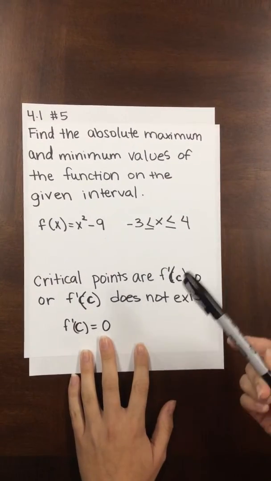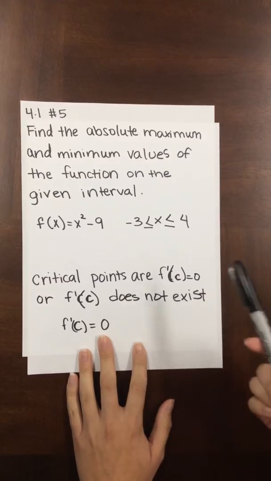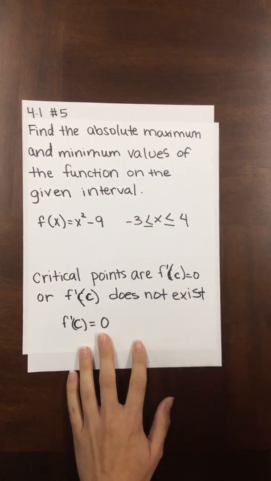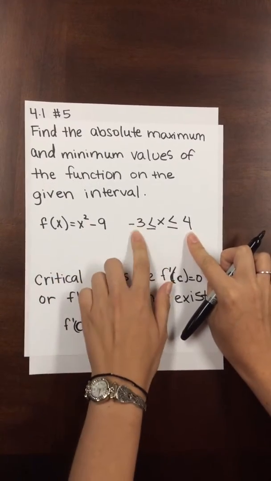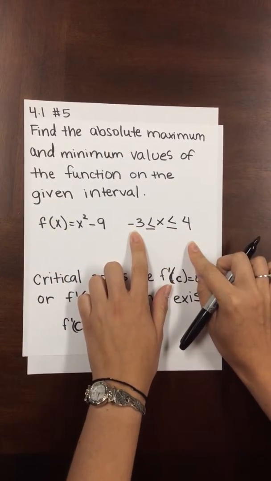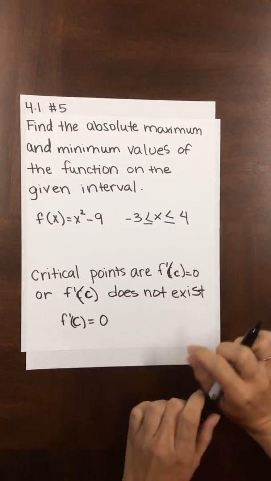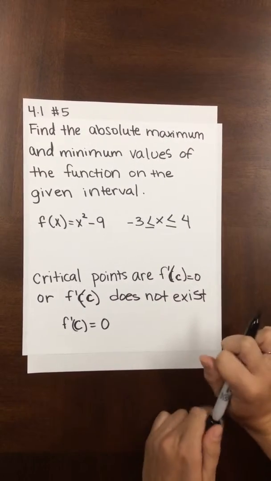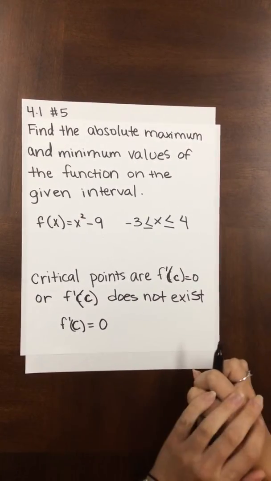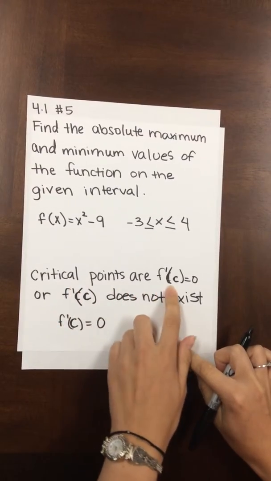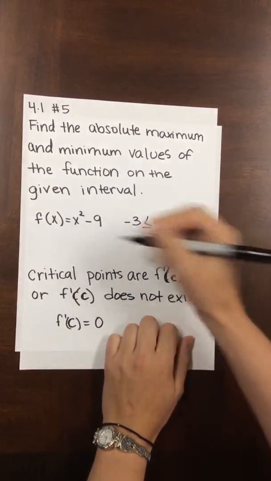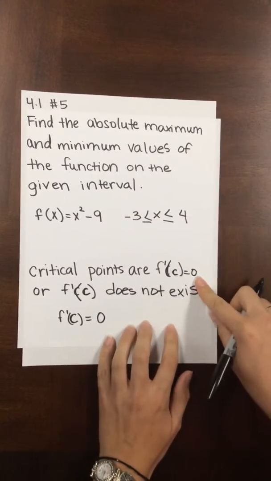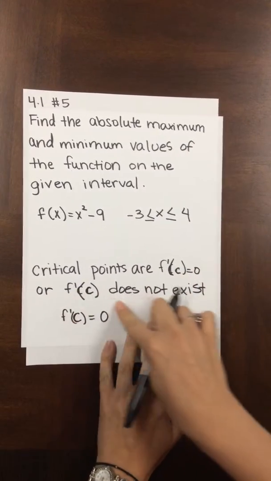And so we already know that we have x values that we can use for this problem of -3 and 4. And those are the endpoints of this function here, the -3 and the 4. But to determine absolute maximum and absolute minimum, we also need to find critical points. And critical points are when the derivative of f, which is f prime of c, or we could use x since I used x in my equation, is equal to 0, or when it does not exist.